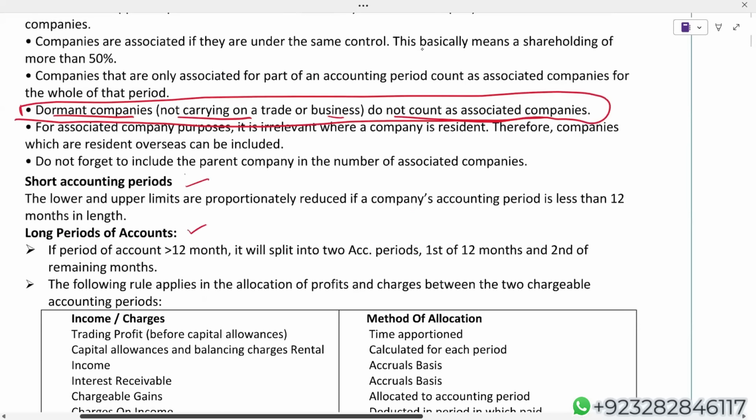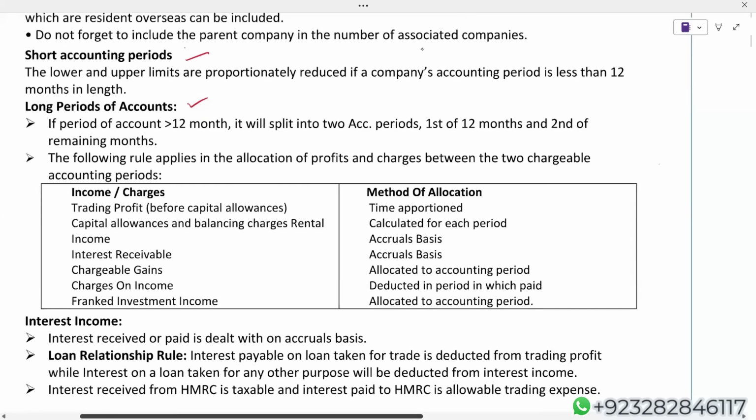Short periods of account, long periods of account, we have already discussed. If your examiner says the period of account is, let's say, 15 months, you have to split that into 12 and then 3 months: first 12, then the excess months. Now, how will you allocate income and chargeable gains if the accounting period is 15 months? Obviously, you have to split into 12 and 3.